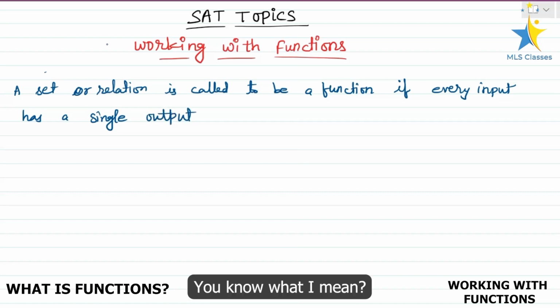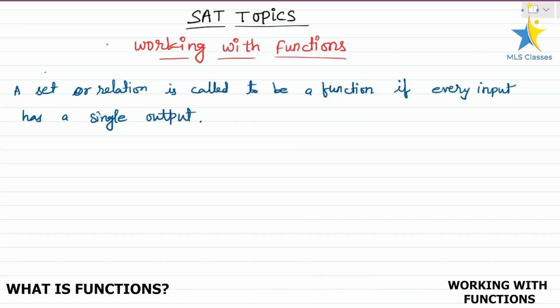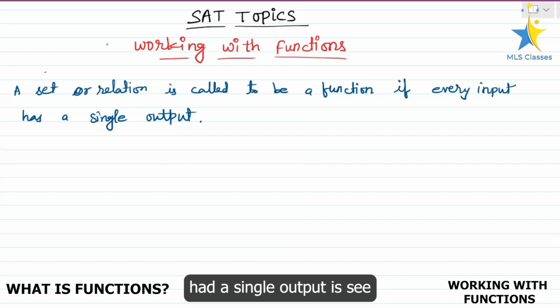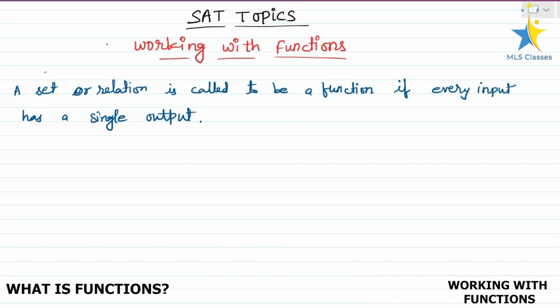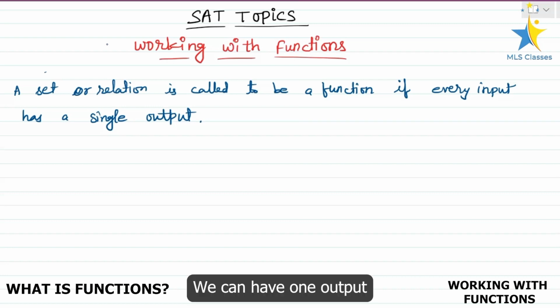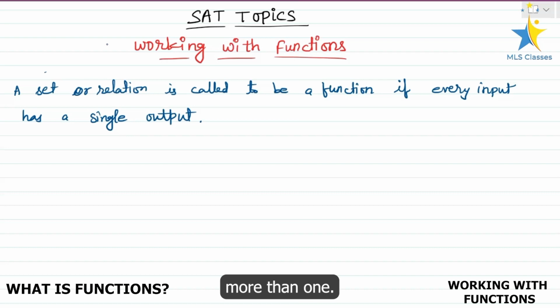Here, what I mean by every input has a single output is, for one input we can have one output. Suppose there are many inputs, they all can have the same output, but one input cannot have more than one output. One single input cannot have more than one output, but different inputs can have the same output.